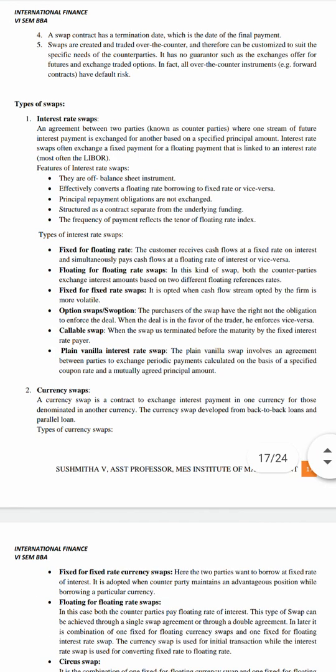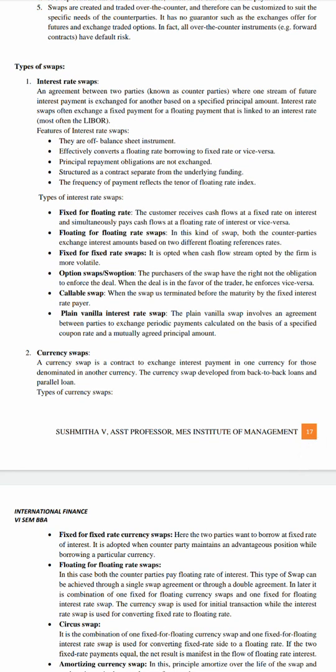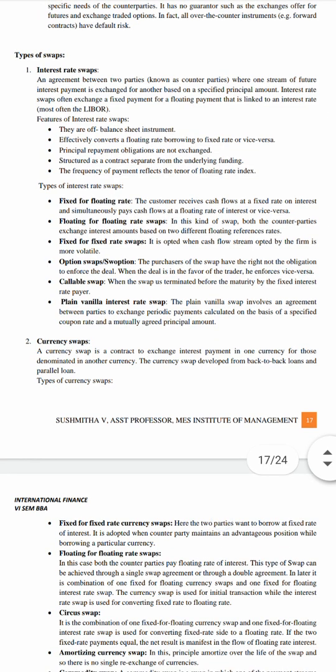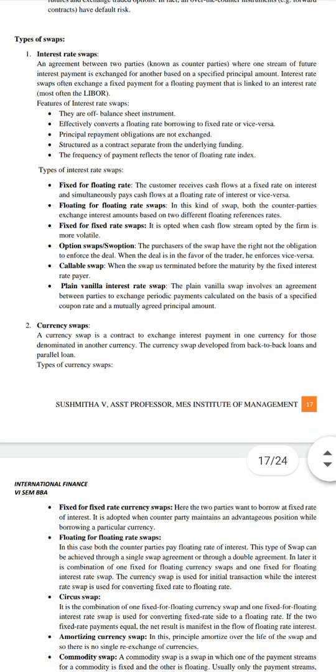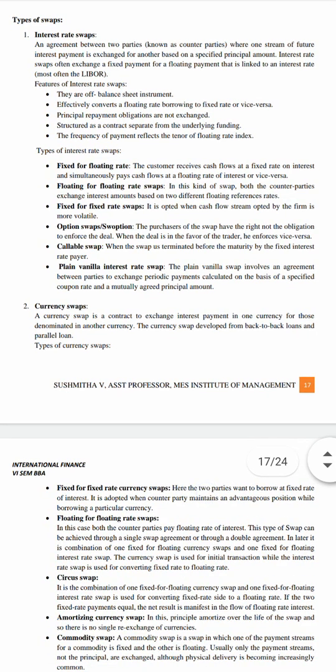Under interest rate swap, we have different types. One is fixed for floating. I am going to exchange my fixed interest rate loan for a floating interest rate. Again, it can be floating for floating. For example, in the US market, I have availed a loan at a floating rate. In the Indian market, the other party has availed a loan at a floating interest rate. So the US floating interest rate is exchanged with the Indian floating interest rate. That is called floating for floating rate swap. Then fixed for fixed rate swap. Similarly, I can exchange a fixed rate with another fixed rate.